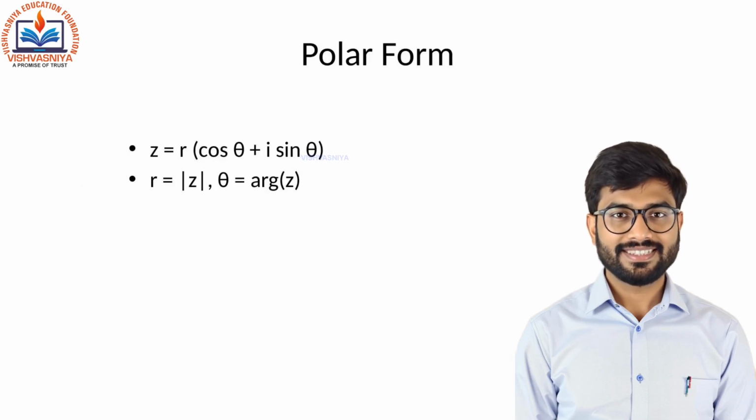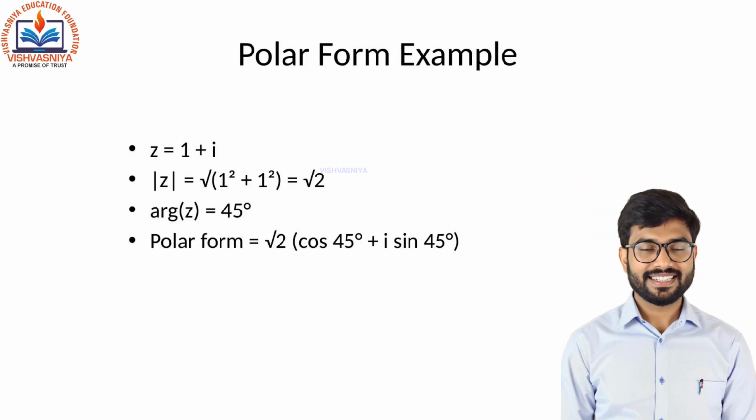Polar form. A complex number can be written in polar form as r multiplied by (cos theta plus i sin theta). Here r equals modulus of z and theta equals argument of z. Example, if z equals 1 plus i, then modulus equals square root of 1 squared plus 1 squared, equals square root of 2. Argument equals 45 degrees. So polar form is square root of 2 multiplied by (cos 45 degrees plus i sin 45 degrees).